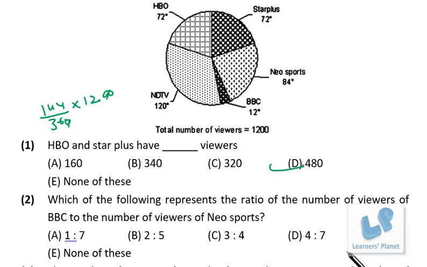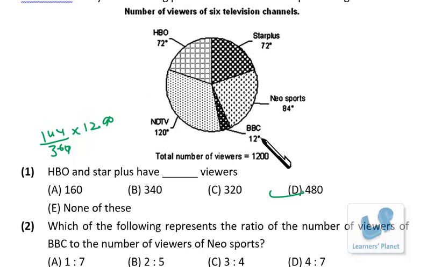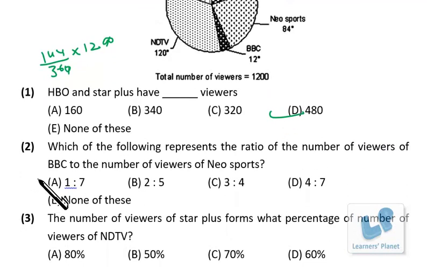Which of the following represent the ratio of number of viewers of BBC to number of viewers of Neo Sports? BBC 12 degree and Neo Sports 84 degree. So no need to go for the percentage calculation, just 12 by 84, that is 1:7. So very simple question.